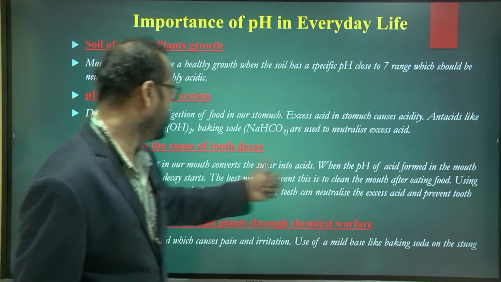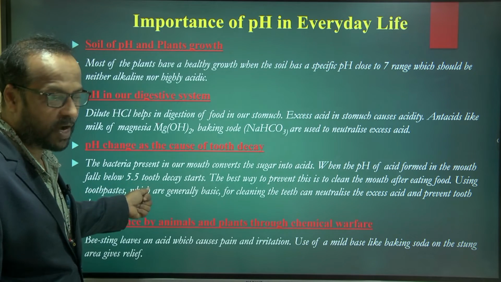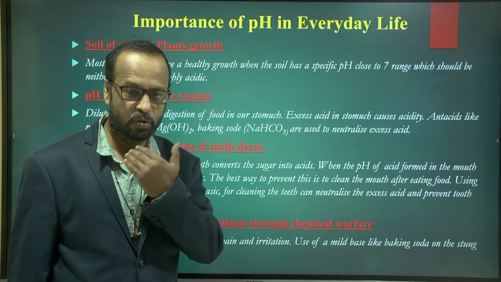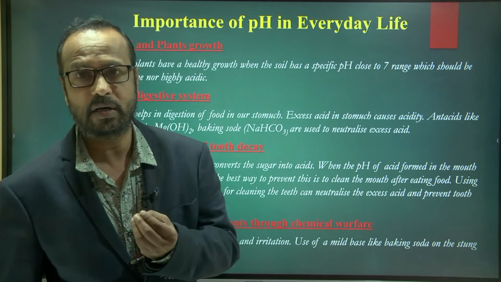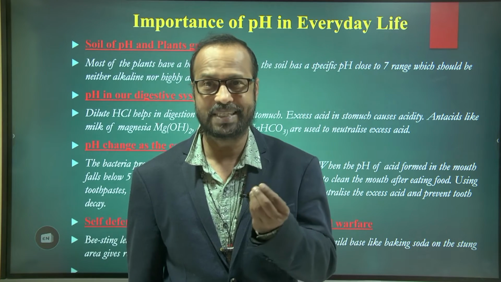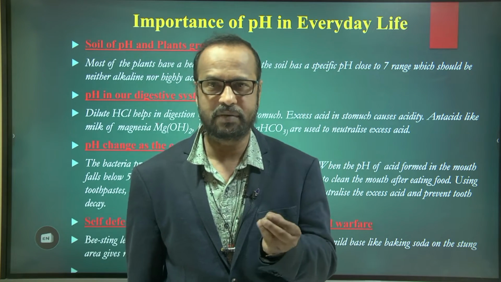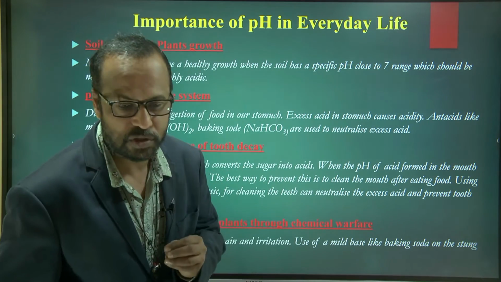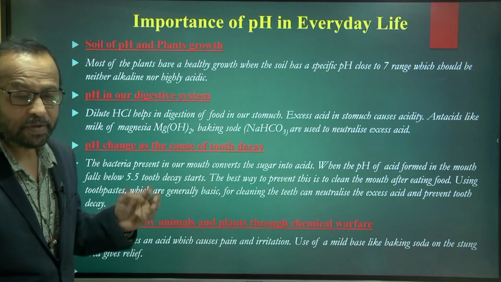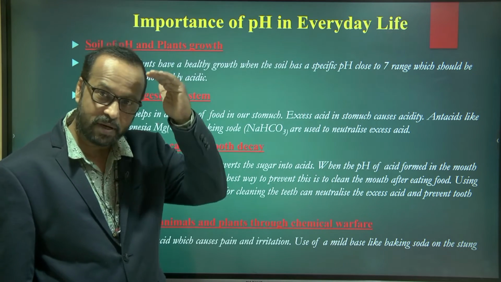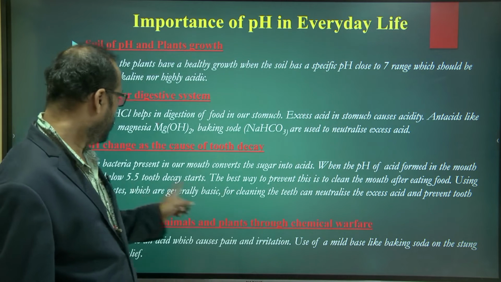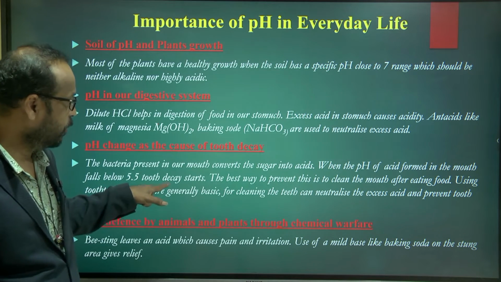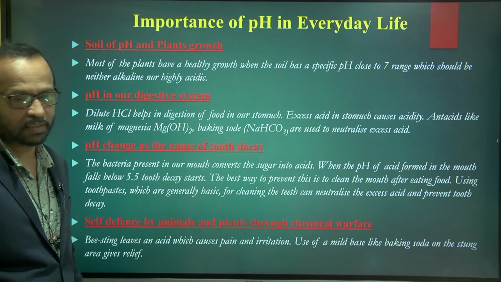When the pH of the acid formed in the mouth falls below 5.5, tooth decay starts. Normally the pH in our mouth will be slightly basic or neutral. The value is 7, or slightly more than 7, which means it's basic. But when you eat sweets, if any sugar particles are left, then what happens? The bacteria produce acid and the pH value in the mouth reduces to 5.5. When the mouth pH falls below 5.5, the tooth decay starts. Is this clear to you?